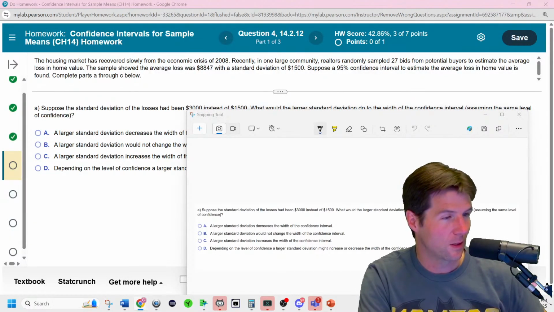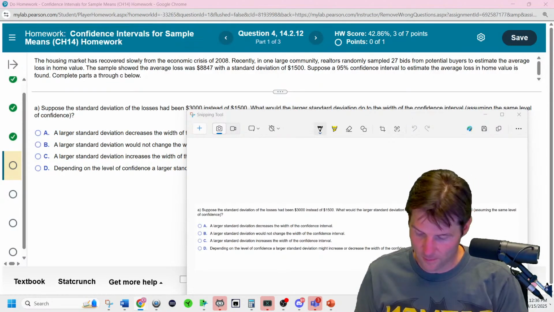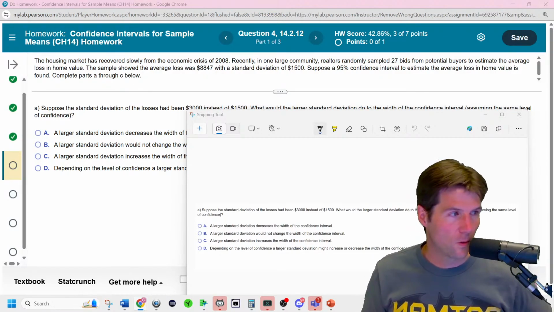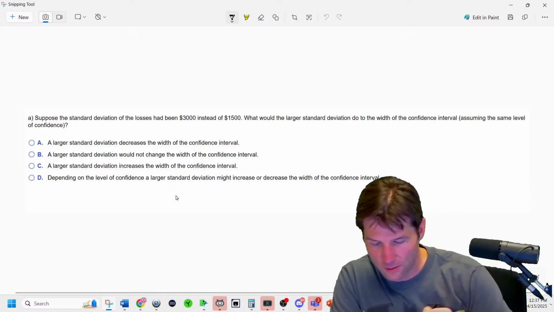I think we can get it done. We can get this whole thing done. If a standard deviation decreases, what happens to an interval? If a standard deviation decreases, what happens to an interval? Standard deviation.